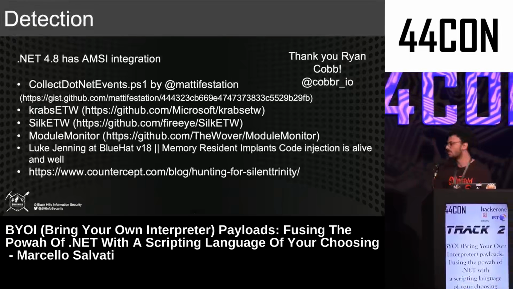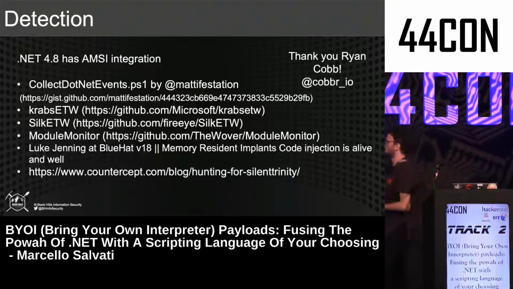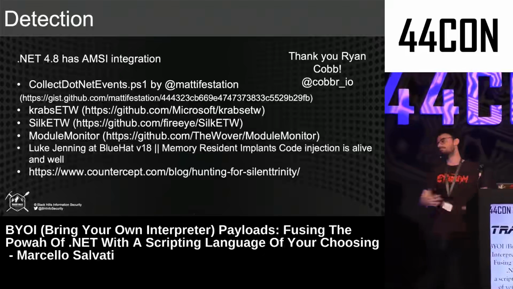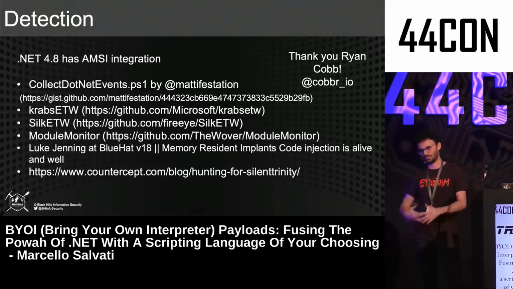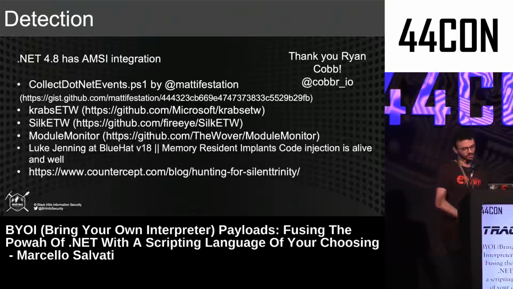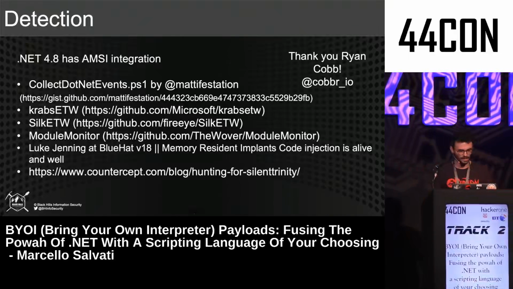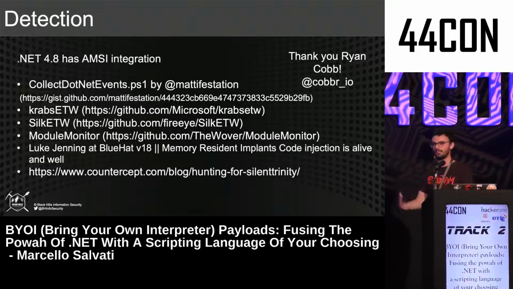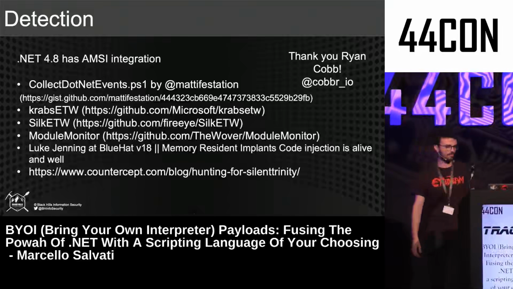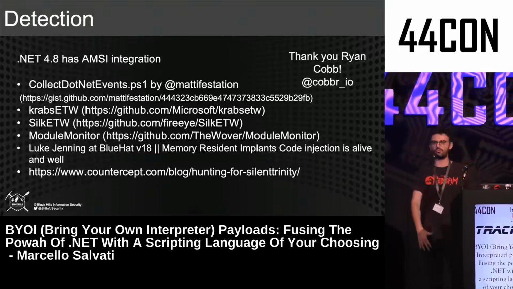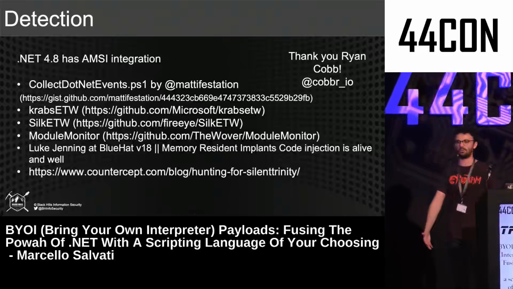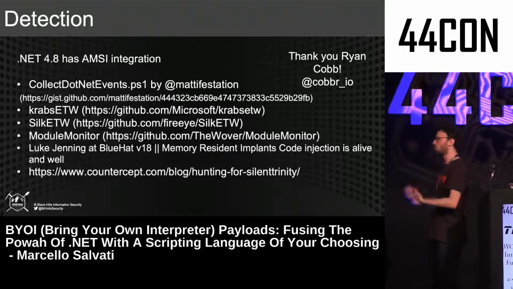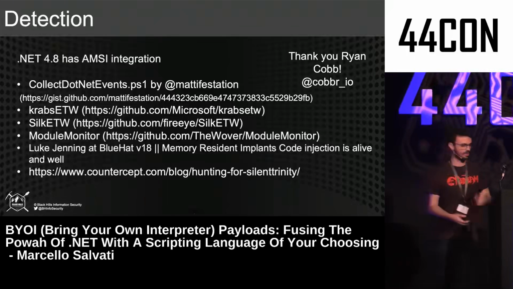So detection. This is where things get a little funky, because .NET 4.8 has AMSI integration, which already helps a lot in terms of mitigating the common C# malware. There are reasons why AMSI kind of sucks, but I will be getting into that. Collecting .NET events by manifestation is a way of gaining some insight into the CLR itself. A lot of this stuff is open source or proof of concept. There really isn't a good way of detecting this at scale just because of the lack of tooling necessary to do that right now.